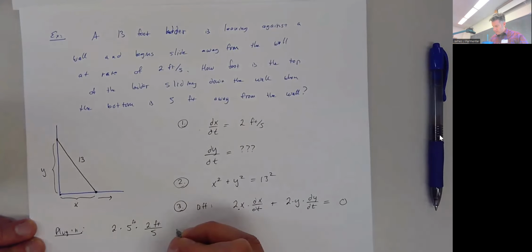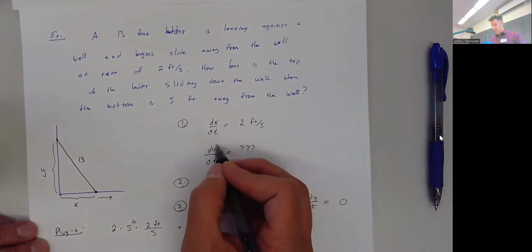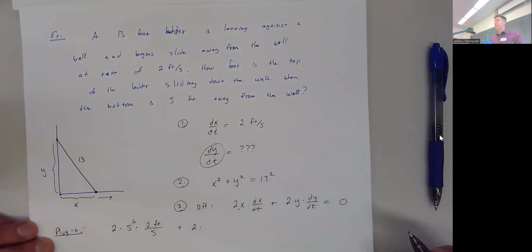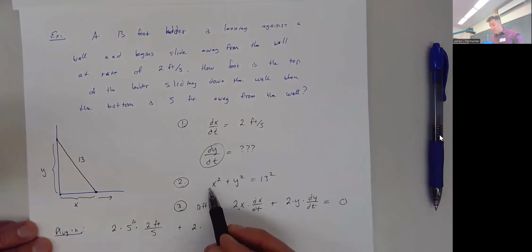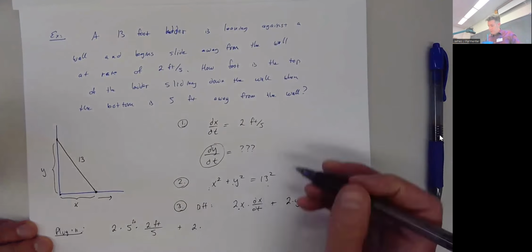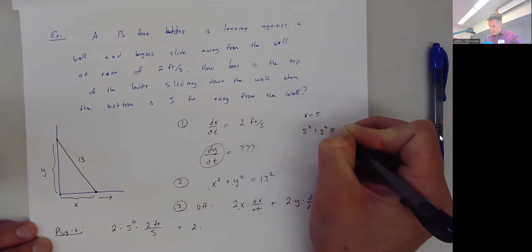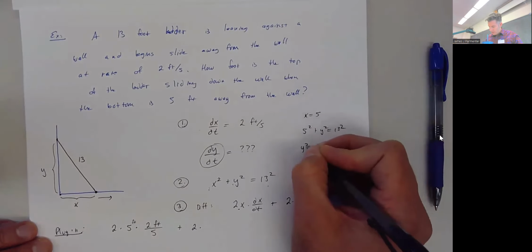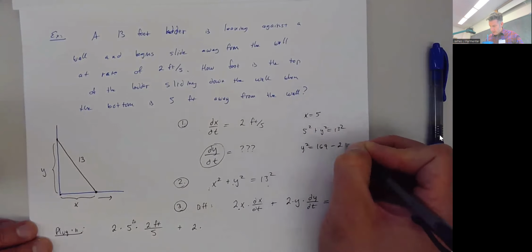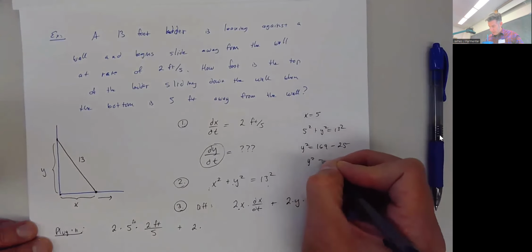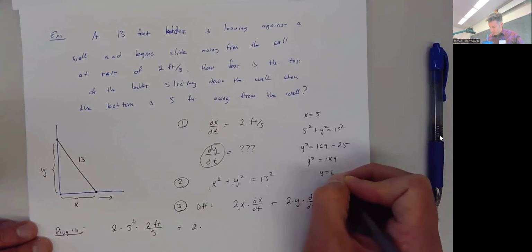And then plus, do I know what y is? I don't, but I should be able to find it, because the only thing I'm trying to solve for is dy dt, so everything else should be findable. I can find y by saying, if x is 5, then 5 squared plus y squared should equal 13 squared. Y squared equals 169 minus 25, which is 144. And the square root of 144 is 12.